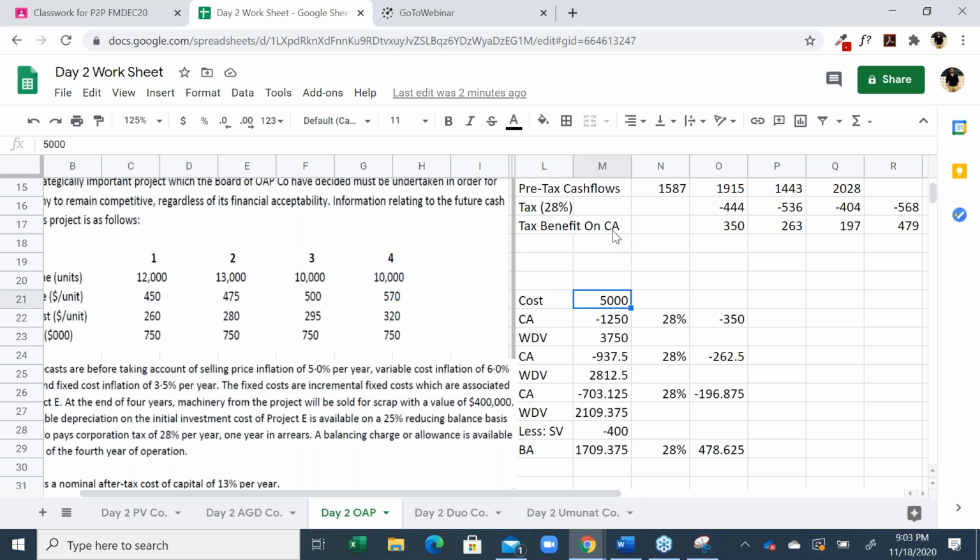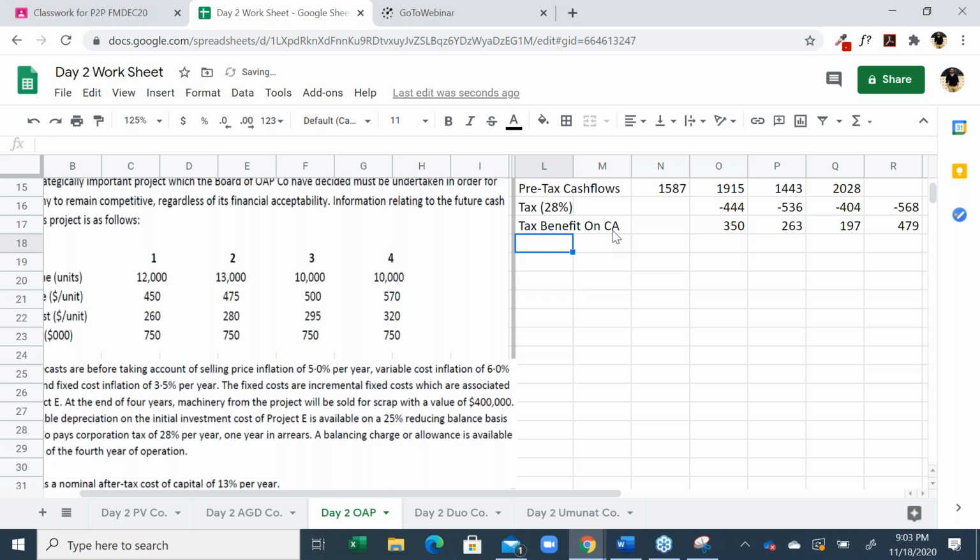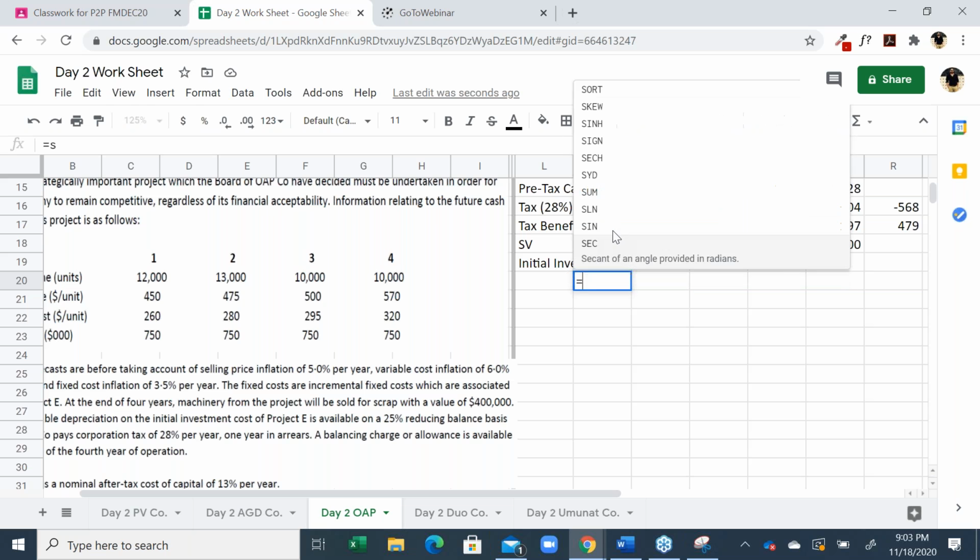Okay, so I'm just removing all this stuff. That was just for your understanding. So we're done with the tax benefit. We don't have any working capital, right? And we don't have any other cash flow except for scrap value and initial investment. So let me write scrap value, which is 400 and should be shown at the end of year 4, and the initial investment, which is 5 million, and that's it.